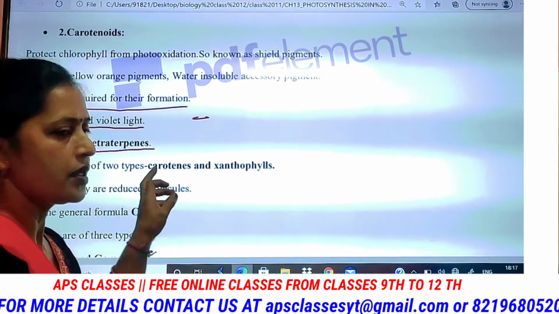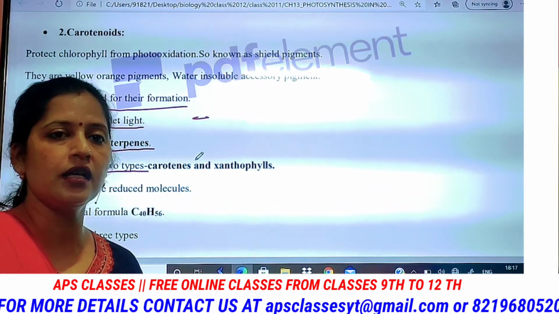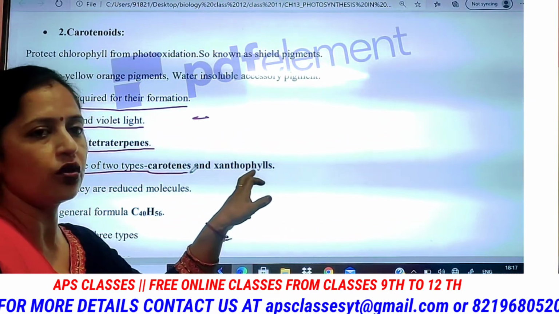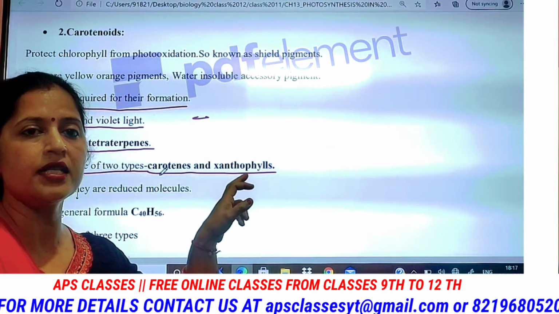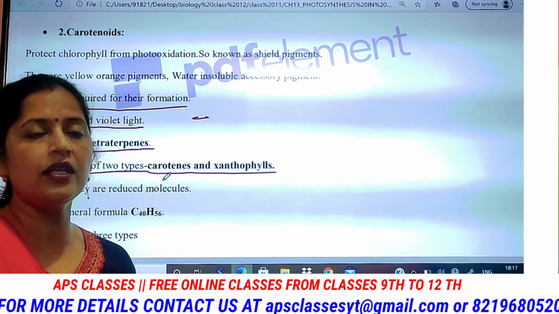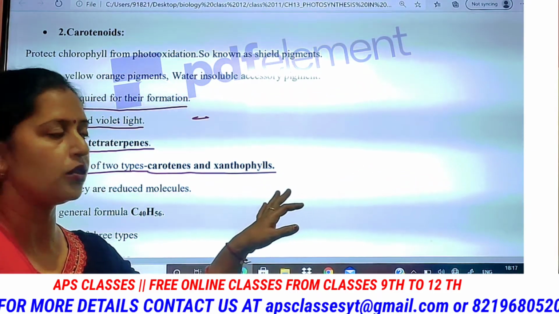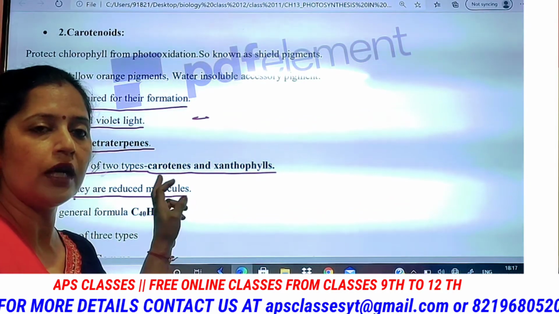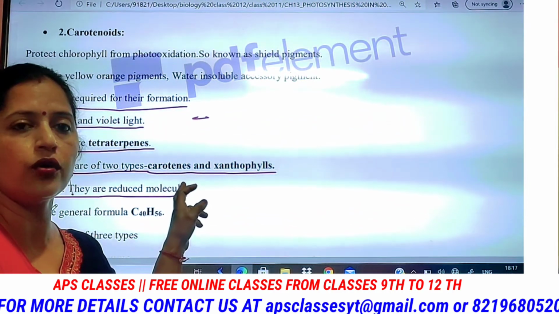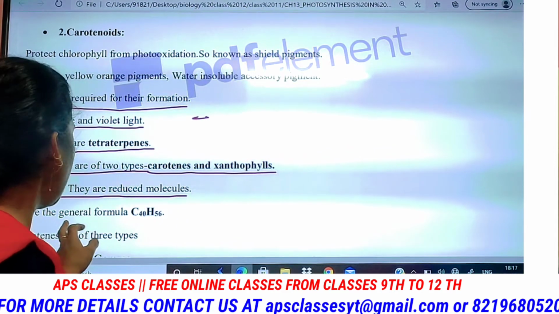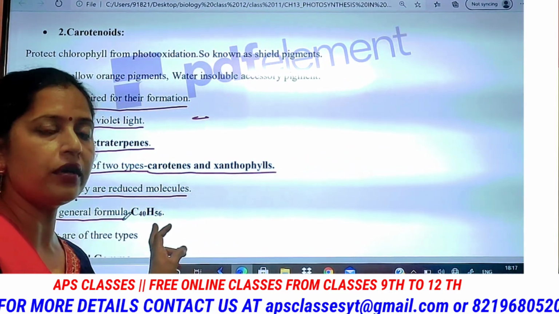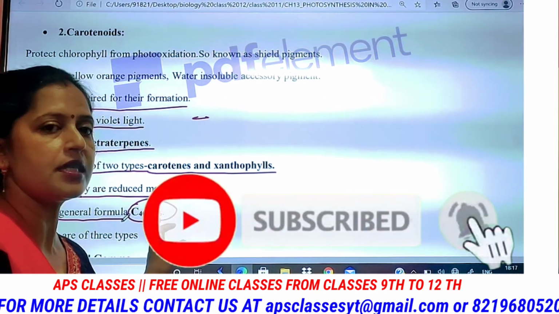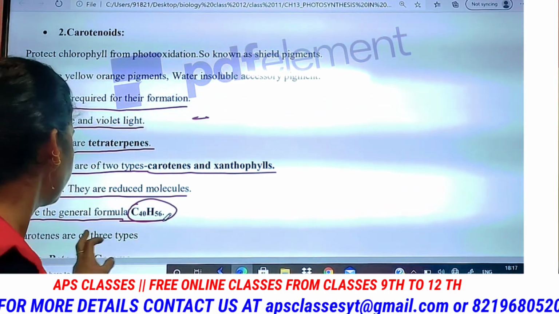Carotenoids are of two types. Further, carotenoids are categorized into two categories, carotenes and xanthophylls. Carotenes are reduced molecules, generally known as reduced molecules, and their general formula is C40H56. This is the general formula of the carotenes.